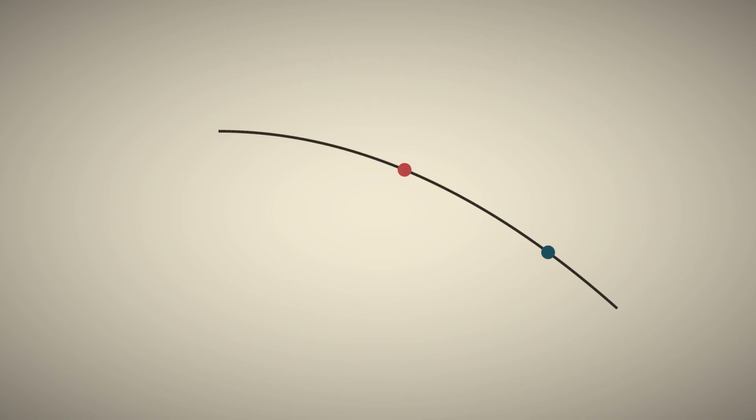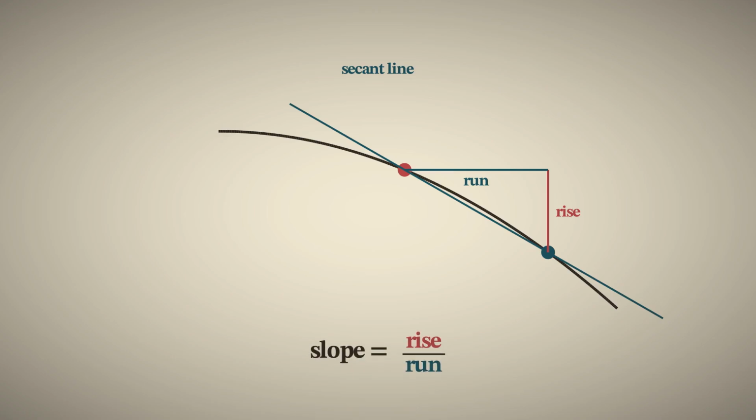I pick a second point on the curve. Nearby. I draw a straight line between them. That line has a slope, and we can actually measure it. Count how much the line goes up. Divide by how much it goes sideways. Up over sideways. That's the slope. Easy. But it's not quite right. The line cuts through the curve. It's only a guess at how steep the curve is at our first point.